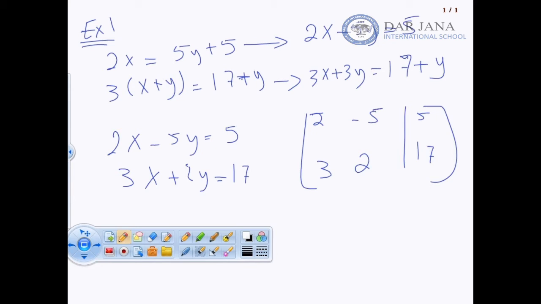Okay, so our first objective in this lesson is to convert a system of equations to an augmented matrix. Okay, let's continue.